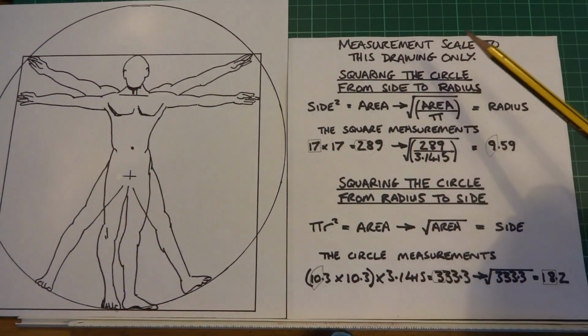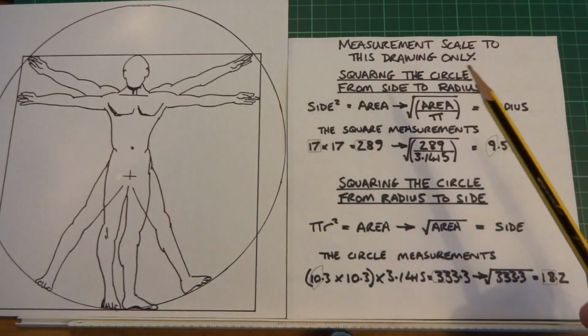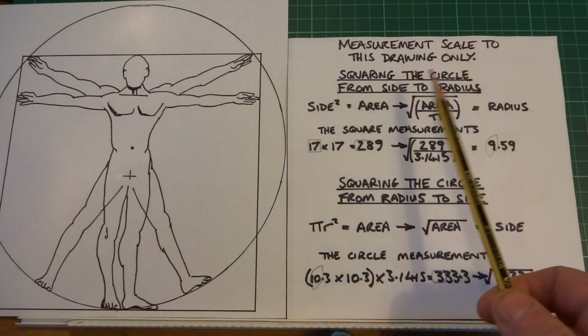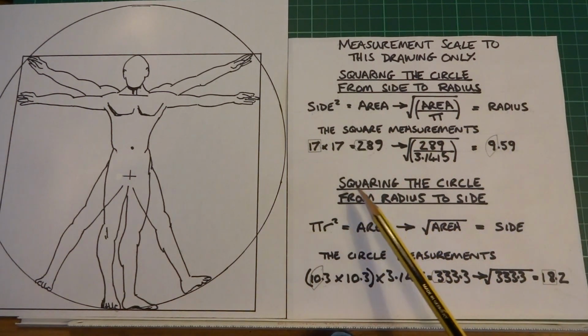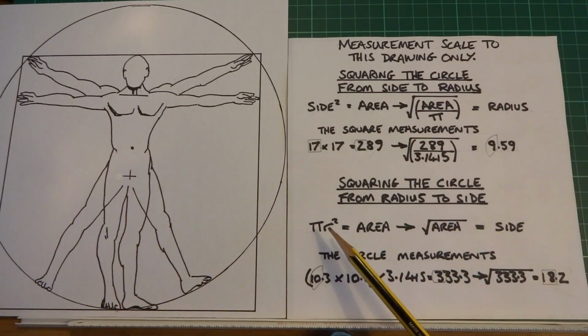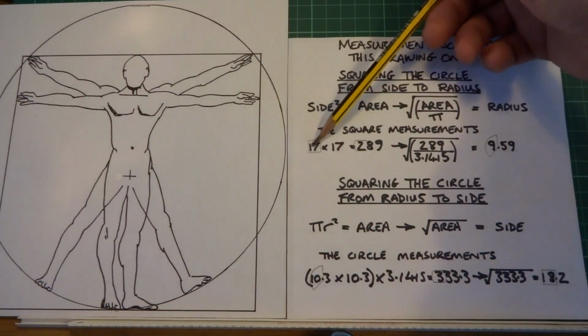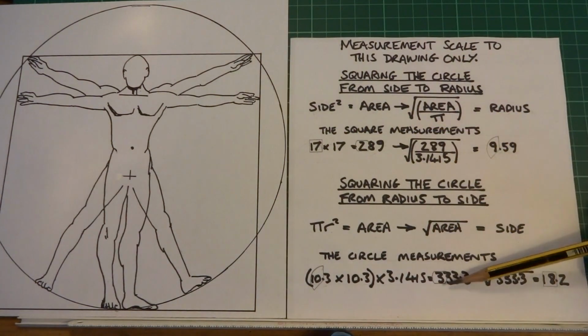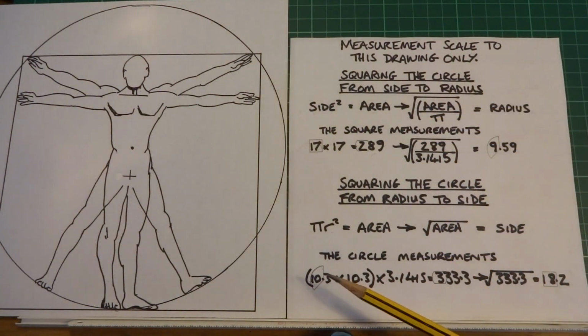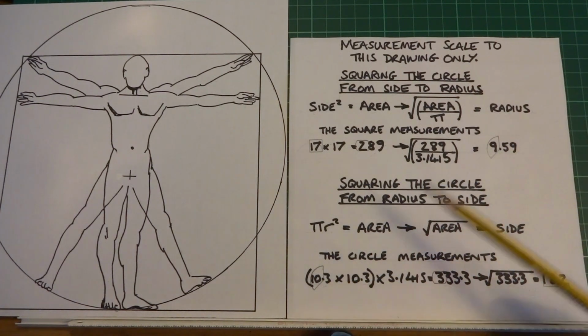And these measurements are for this scale drawing only. Squaring the circle from the side to the radius gives you this formula, and squaring the circle from the radius to the side gives you this formula. And as you can see on these calculations, the sides don't add up, the areas don't add up, and the radius don't add up.